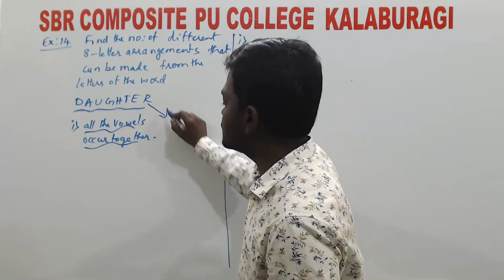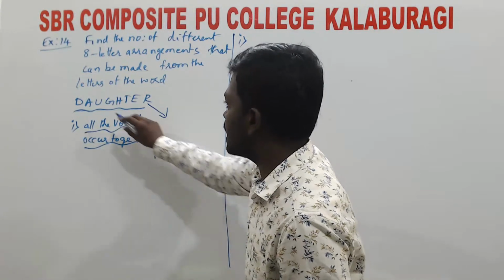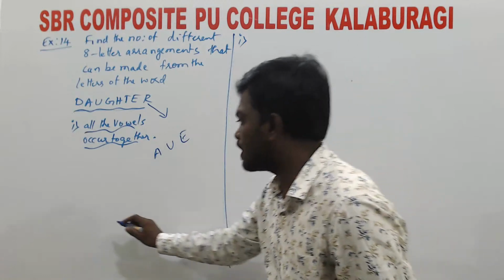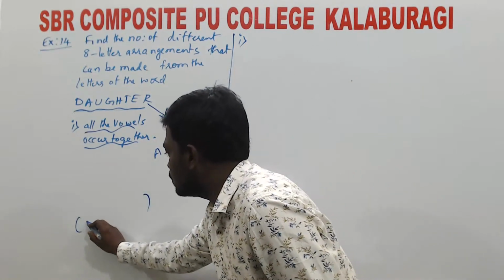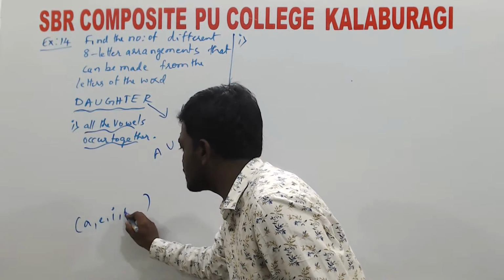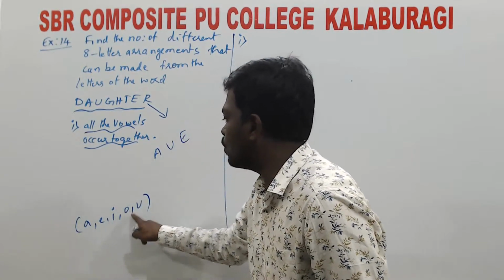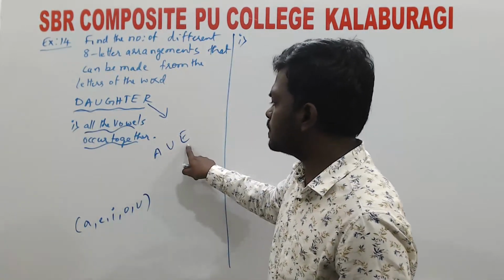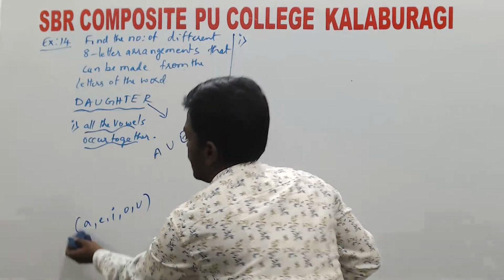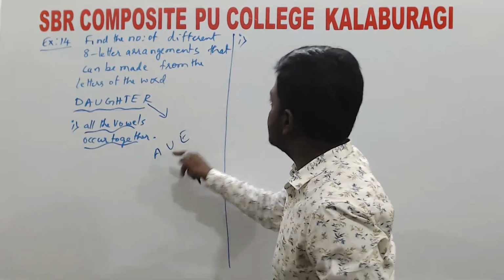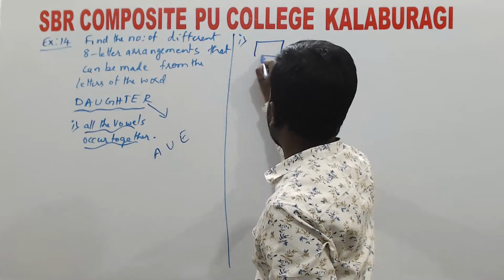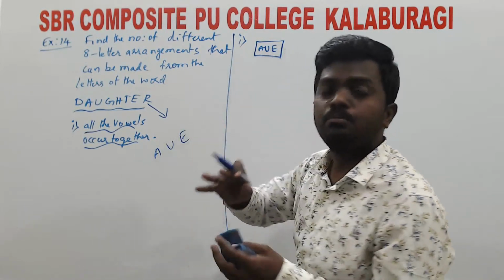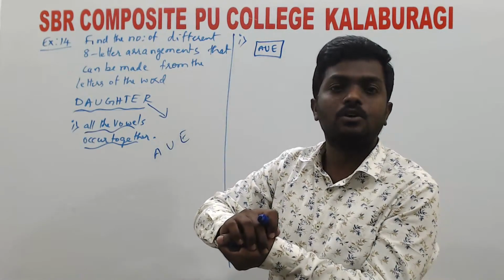So what are the vowels present here? The vowels present here are A, U, E. Right, so these are the three vowels. You know, right? Vowels we have studied in the grammar classes of English, so those are nothing but A, E, I, O, U. But in the given word daughter, what are the vowels? A, U, E. So these three letters have to be together always. They must be together always. So that's why I will put them in a single box itself.